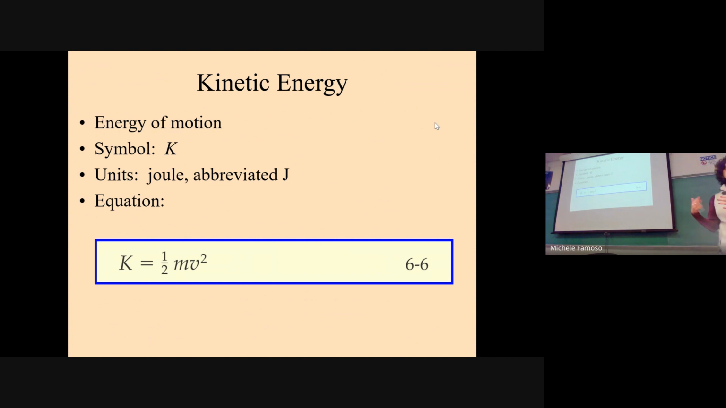Where v is not a velocity. Nothing here is in bold, so it's not a vector. Everything is a scalar. So v represents the speed of the object. And mass, of course, is in kilograms, also a scalar.